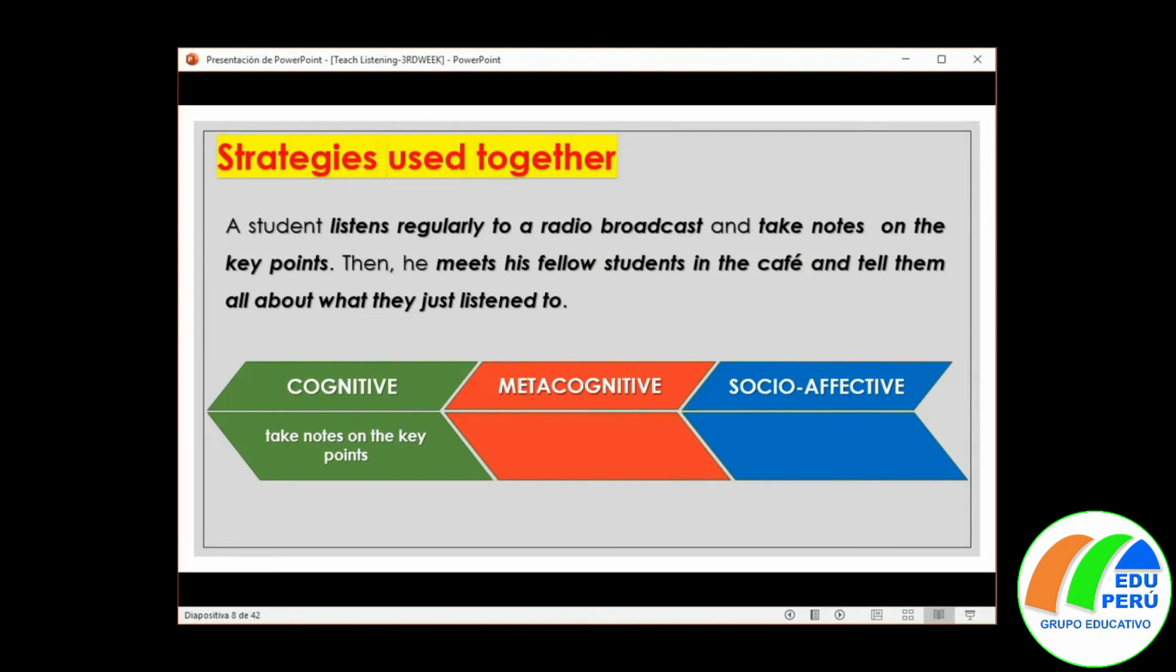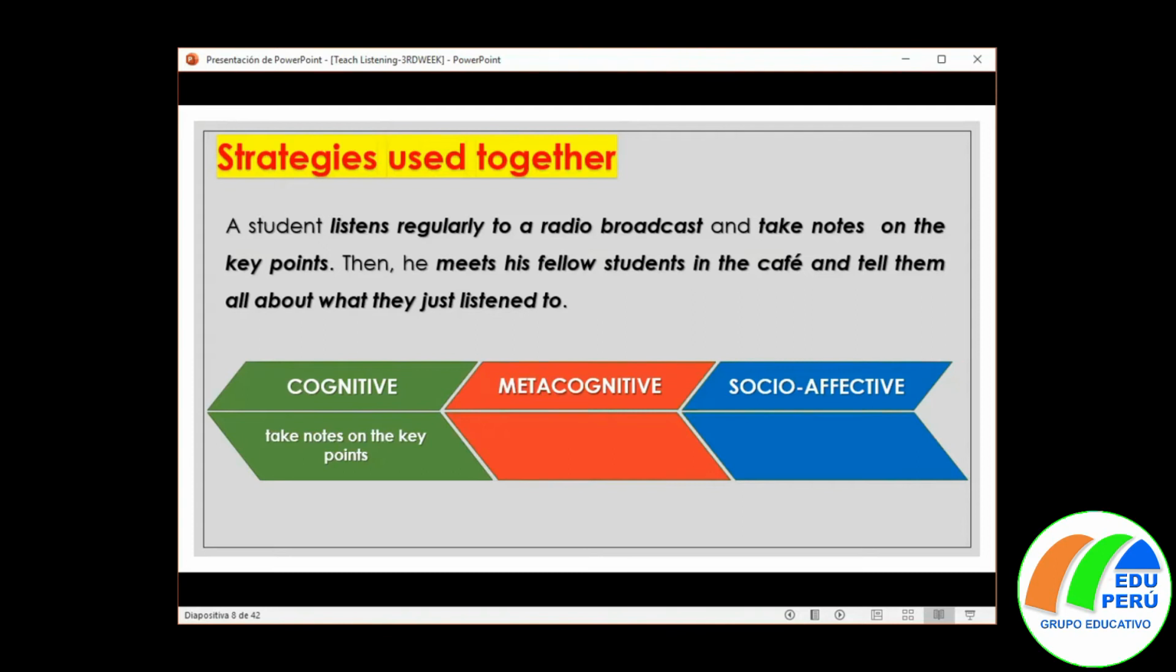Take notes on the key points. This is the cognitive strategy. Remember, related to learning, to decodify, to infer. All right, this is the cognitive one. The metacognitive.